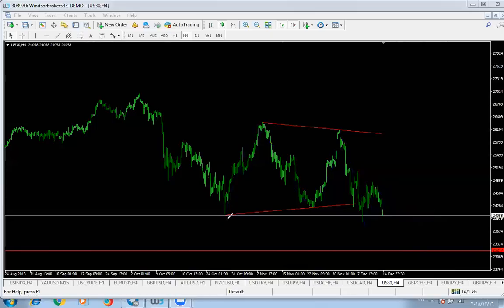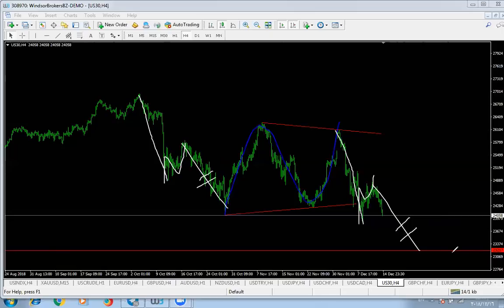We have WXY. We have this leg to the downside. I will change the color. We have this leg to the downside, as well as we have this leg to the downside. Then we have ABC correction. Then we have ABC correction. So I am anticipating to see a leg similar, and equal in length actually, to this leg. So I am expecting the market to go to around 23 or even to 22,500 area.